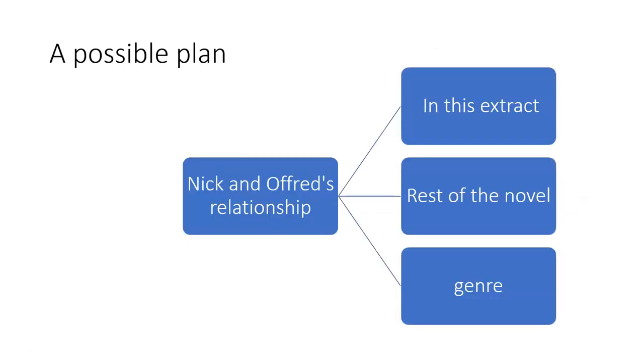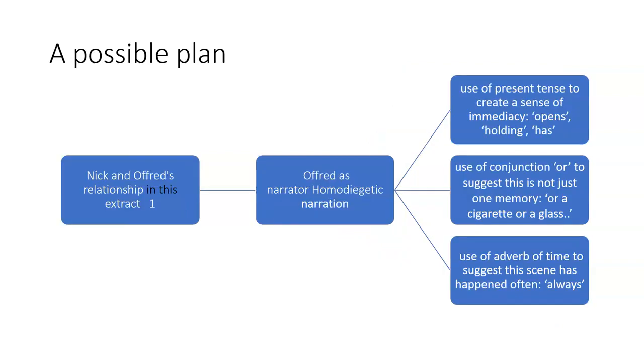What I'm going to do is model one way of planning. You might plan very differently, but you might actually find this way of planning useful. And what I would say is it doesn't matter how you plan, but you must plan, okay? To begin, your plan may look a bit like this. You're looking at Nick and Offred's relationship, you're looking at the extract, the rest of the novel, and the genre. So it starts like that, okay?